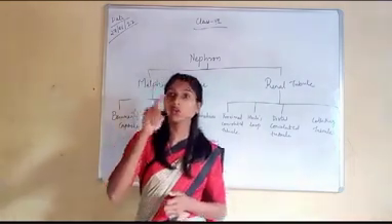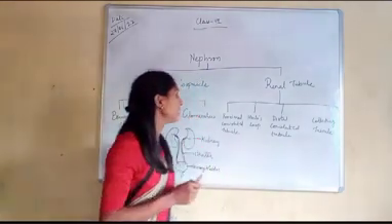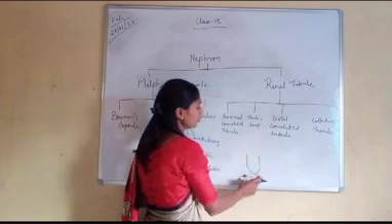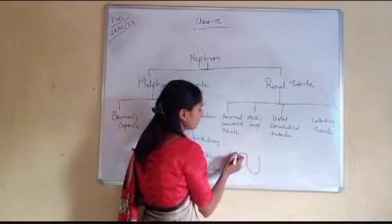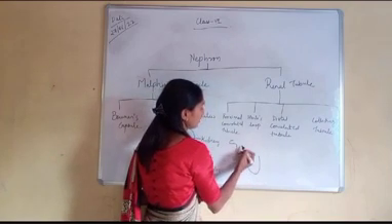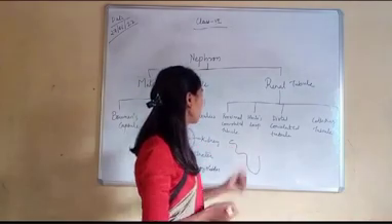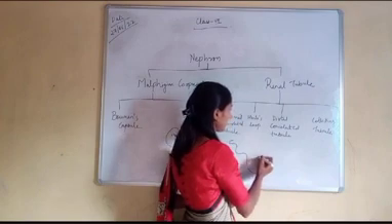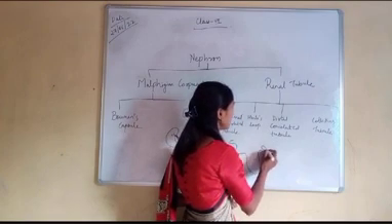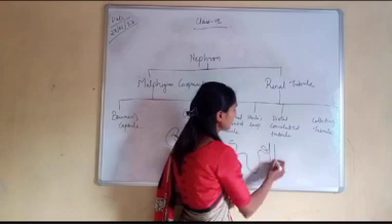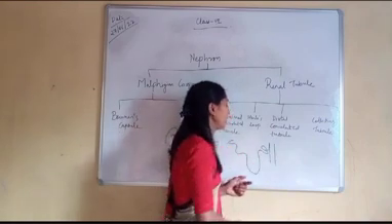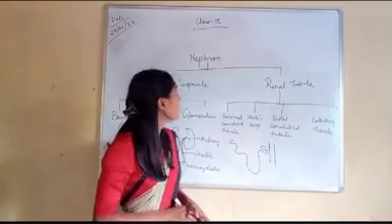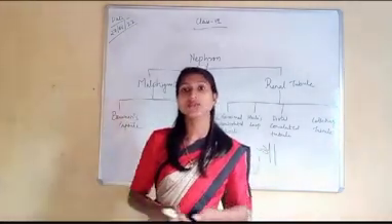Then comes the U-shaped loop of Henle, or Henle's loop. It is in the U shape, isn't it? From here, the tube was there, the proximal convoluted tubule, and then after that the loop of Henle, then the distal convoluted tubule, and finally the collecting duct or the collecting tubules. These were the parts of the renal tubule. So this was the structure of the nephron.